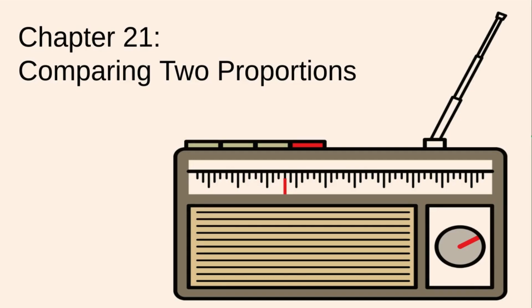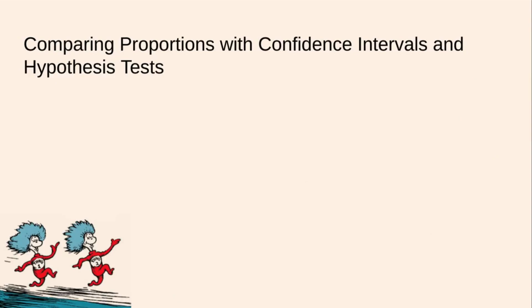Welcome back, AP Statistics. This is Chapter 21, Comparing Two Proportions. Let's get to it. So we're going to be talking about comparing proportions, specifically with confidence intervals and hypothesis tests, which we've been talking about since Chapter 18.